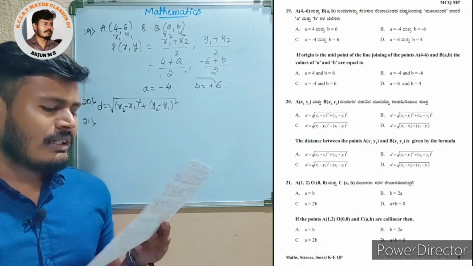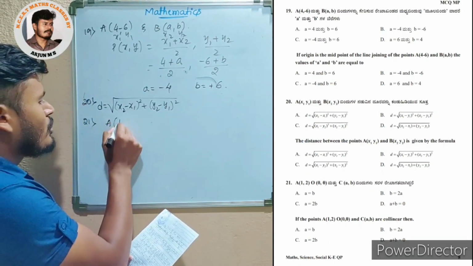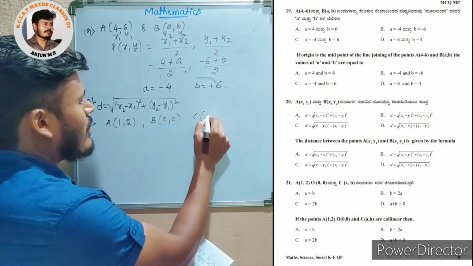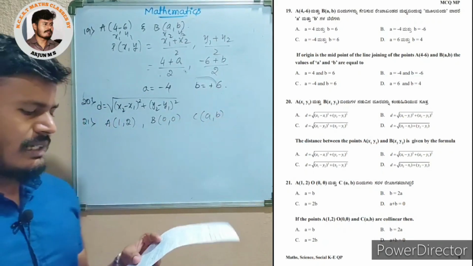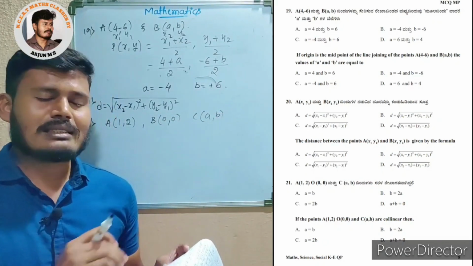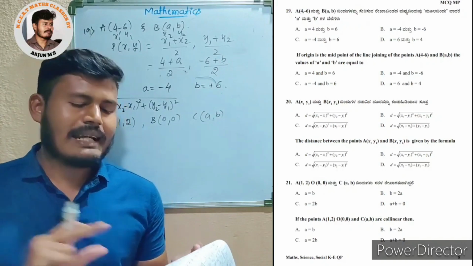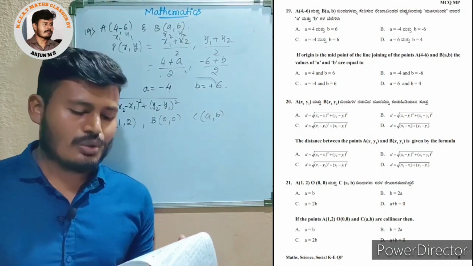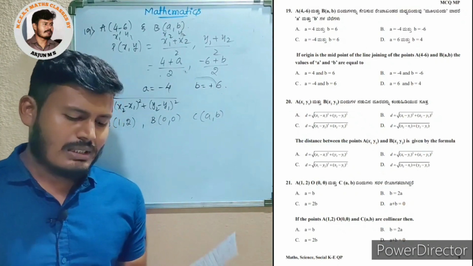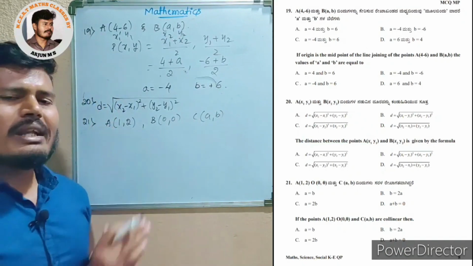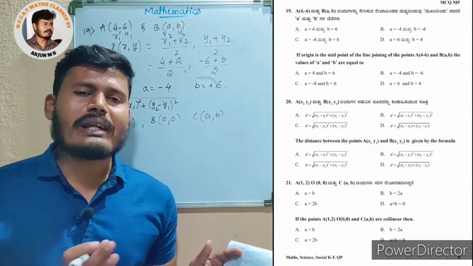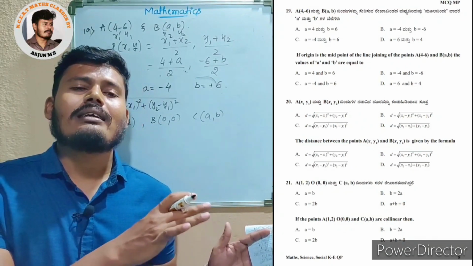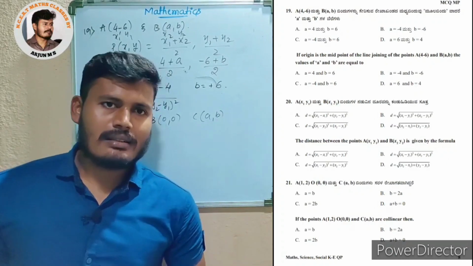So then 21st: if the points A(1, 2), B(0, 0) and C(a, b) are collinear, then choose the correct statement from the following. They are given: a is equal to b, b is equal to 2a, a is equal to 2b, and a plus b is equal to 0. We know that, what are collinear points in coordinate geometry? If the 3 points are collinear, they do not form any triangle. That means the area of the triangle is equal to 0 square units, right?